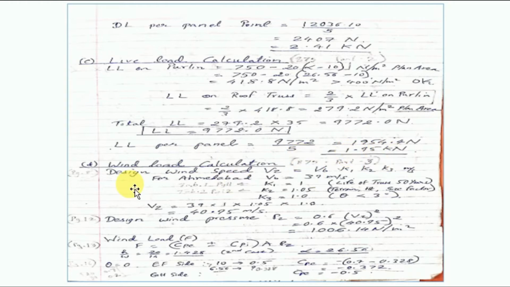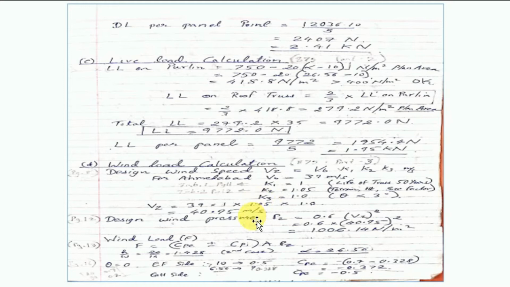Now we will be calculating wind load. For wind load calculation, IS 875 part 3 will be useful. We have the formula Vz equals Vb K1 K2 K3 meter per second. Vb is taken as 39 meter per second for Ahmedabad. K1 is for the life of truss. We are assuming 50 years, so we are getting K1 as 1. K2 will be 1.05 using the terrain, height and size factor.